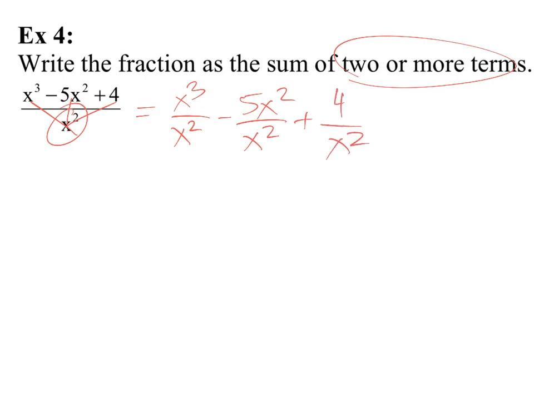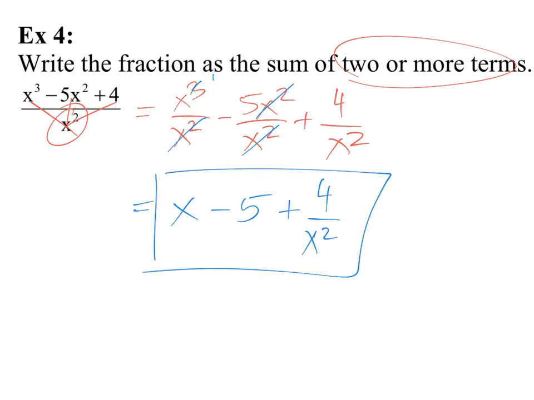Alright, and I will just simplify now. So I could cancel out 2 x's on the bottom with 2 on top, leaving me with 1x. Cancel out 2 x's on top, 2 x's on the bottom, leaving me with -5. And can't do anything with the third term, we're just left with 4 over x squared. And that's all there is to this problem. On to the next.